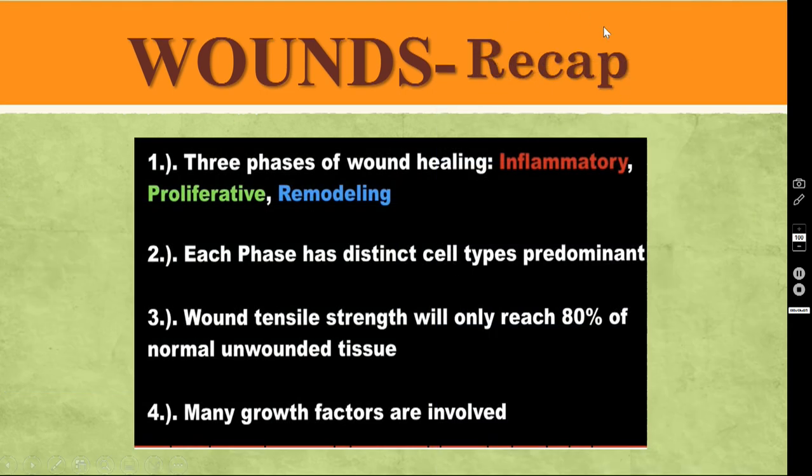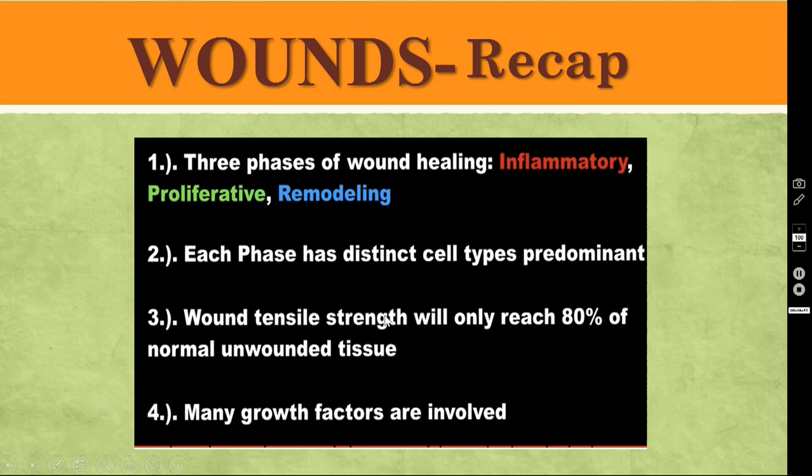So to recap the whole thing, there are three phases of wound healing. Inflammatory phase, which is divided into early inflammatory or hemostasis phase and the late inflammatory phase, and then the proliferative phase and remodeling phase. Each phase has distinct cell types of predominance. In hemostatic phase, it is platelet. In inflammatory state, it is both polymorphs and macrophages. In proliferative phase, it is the fibroblast. Remodeling also, it is fibroblast.